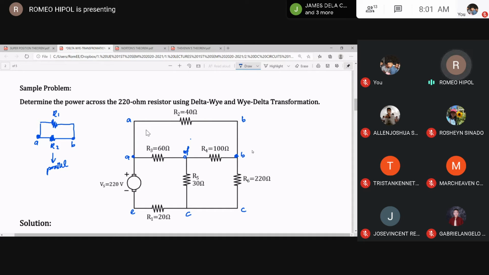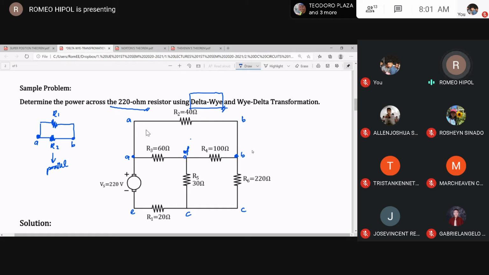Okay, so ang gagawin natin, we are going to use the delta to Y or either Y to delta transformation. Pero take note, tingnan nyo muna kung ano yung hinahanap na value. Kasi, if we are looking for the power across 220 ohm, hindi natin pwedeng galawin yung connection of the 220 ohm. Okay. Dito muna tayo sa delta to Y transformation.